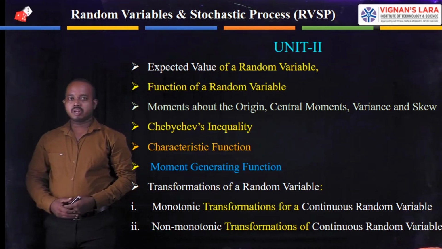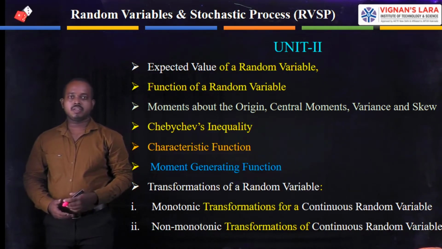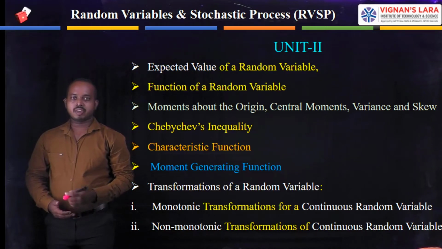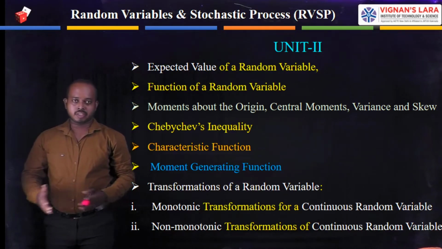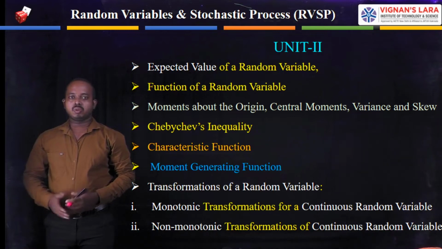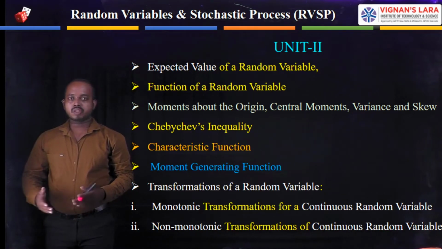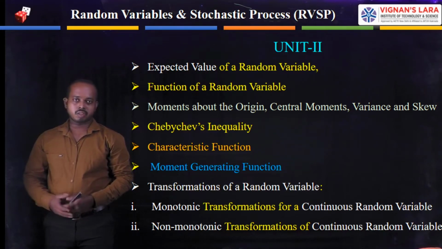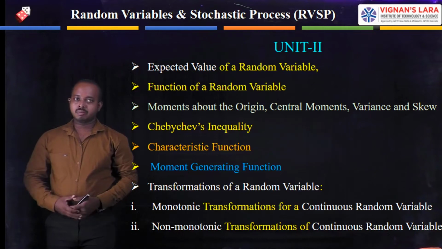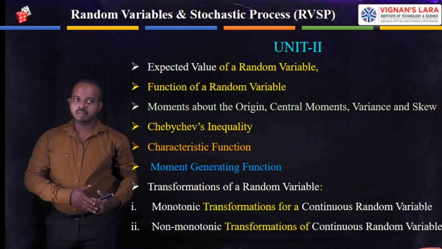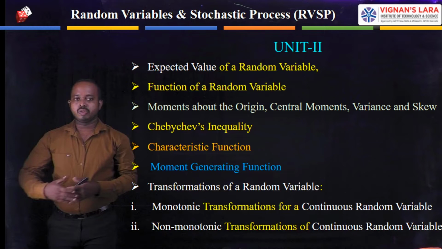Under types, we discussed discrete, continuous, and mixed random variables, and some examples relating to those types. After that, we discussed the distribution function and its properties, the density function and its properties, and the relation between distribution and density function.